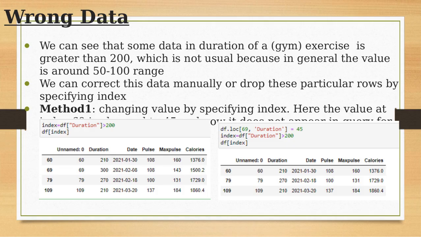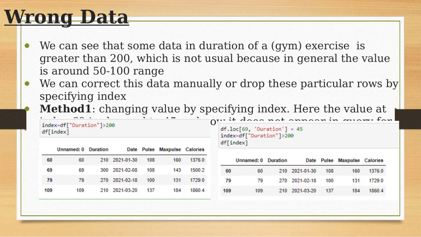First, we identify these records using a condition. This displays all rows where the duration is greater than 200 minutes. Suppose we verify that the value in row 69 is a typing mistake and should actually be 45 minutes instead of 300 minutes. We can correct it using the loc attribute and specifying the index and column name. After updating the value, we can run the same query again to verify that row 69 no longer appears in the list of incorrect values.